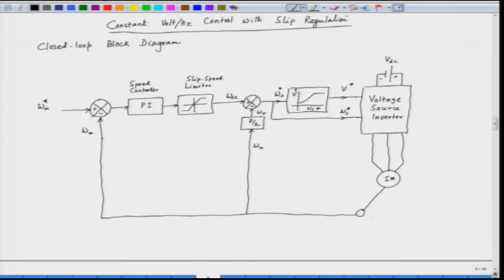So, this is the speed sensor which gives us omega m, the mechanical speed, which is fed back to the input, as well as used to calculate the synchronous speed. We add the rotor speed with the slip speed. So, slip speed plus the rotor speed is synchronous speed. So, omega s is equal to omega SL plus omega r. We are doing everything in terms of electrical variables. So, omega s equals the electrical slip speed plus the electrical rotor speed, and that is equal to 2 pi f, the frequency.